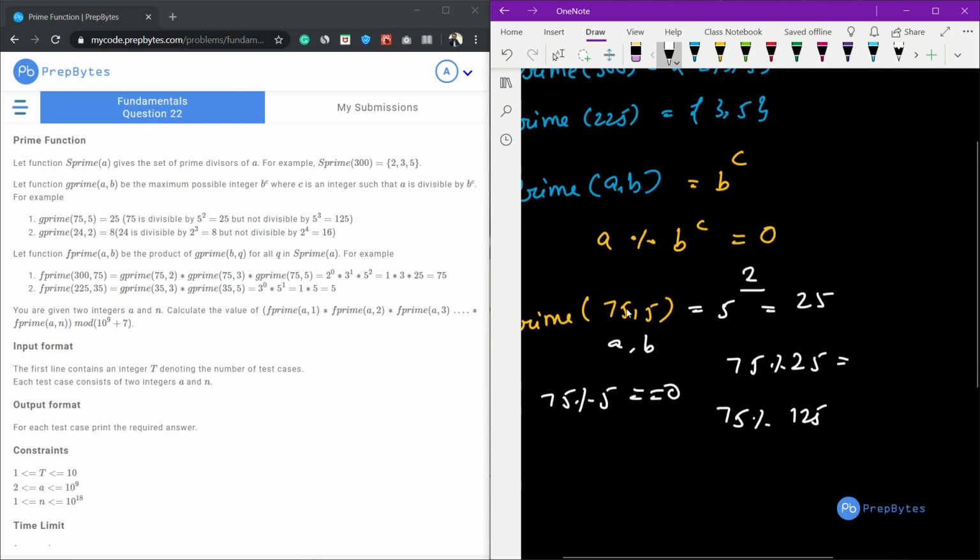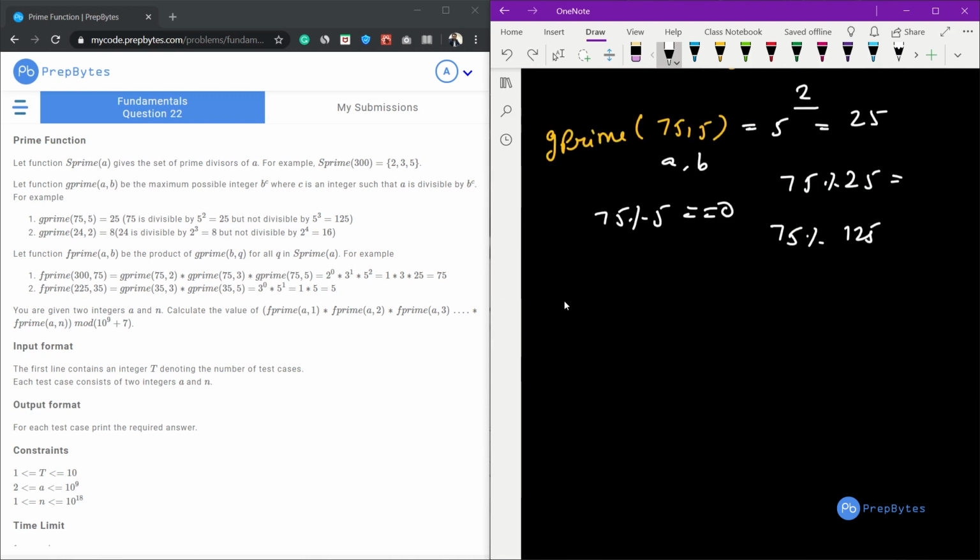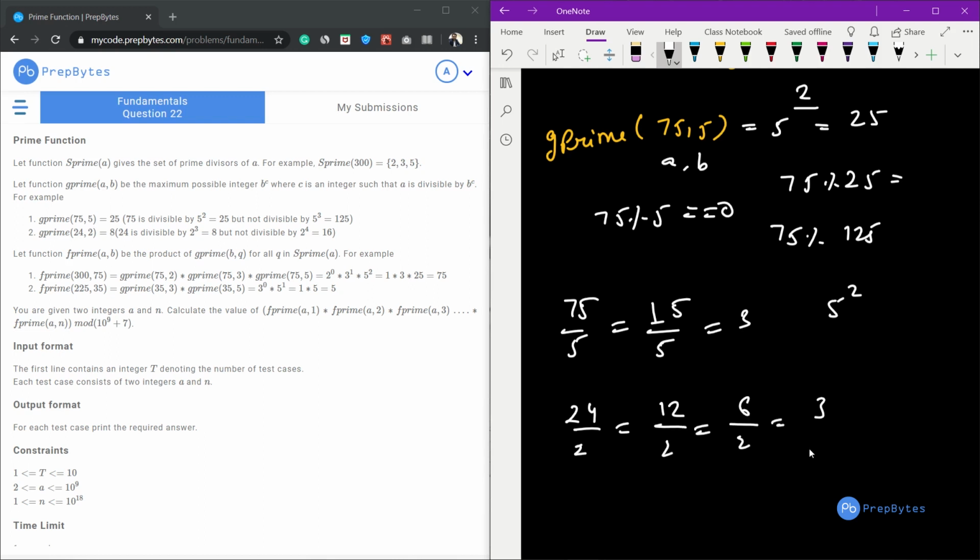Okay, you can see another example also. Another way to see this is 75 divided by 5 will give me 15. 15 divided by 5 will give me 3. So 75 can be maximum divided by 5 twice. So therefore 5 to the power of 2. In the second example, 24 divided by 2 will give me 12, 12 divided by 2 will give me 6, and 6 divided by 2 will give me 3. Now it cannot be divided by 2 further, so it is nothing but 2 to the power of 3, that is nothing but 8. Fine. So it is nothing but g prime.